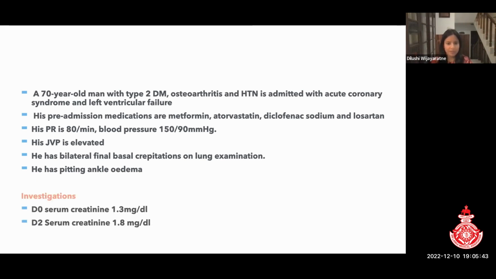So somebody very clever happens to be looking after him, and they do a serum creatinine, which is a measure of kidney function. So on admission, his serum creatinine is 1.3, and on day 2, his serum creatinine has gone up to 1.8. So what complication has arisen? Is this related?